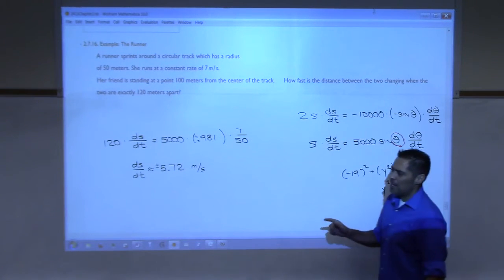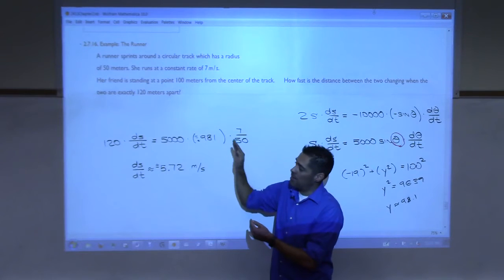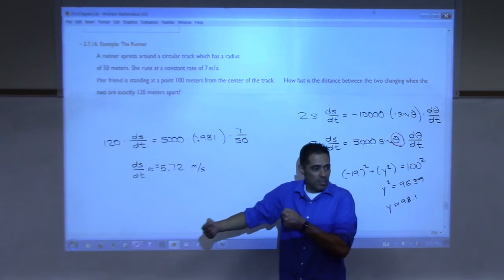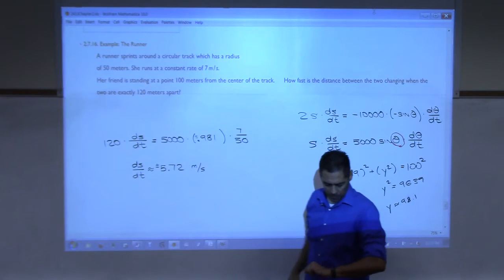Now, the positive answer means she was moving away from me at the top of the circle, the top of the track. The negative is she's moving towards me. So the distance is shrinking or stretching out.